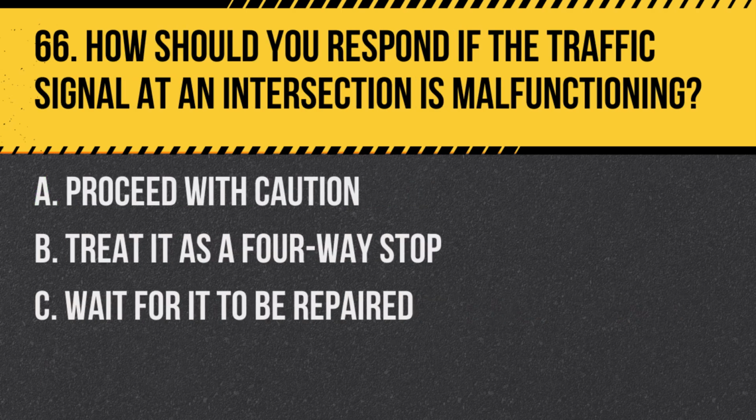Question 66. How should you respond if the traffic signal at an intersection is malfunctioning? A. Proceed with caution. B. Treat it as a four-way stop. C. Wait for it to be repaired. Answer: B. Treat it as a four-way stop. If a traffic signal is malfunctioning, treat the intersection as a four-way stop.